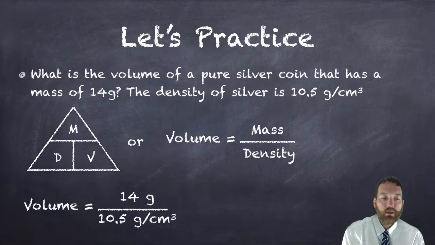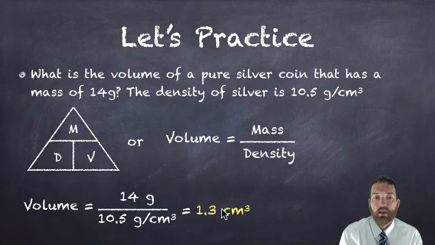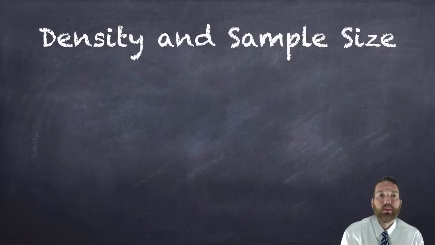So you punch that into your calculator, 14 divided by 10.5, and you get 1.3 cubic centimeter. So the unit is cubic centimeter because you see you have grams above and grams below. These two units will cross off or cancel, and you'll get cubic centimeters. Of course, that is a unit of volume in the metric system.